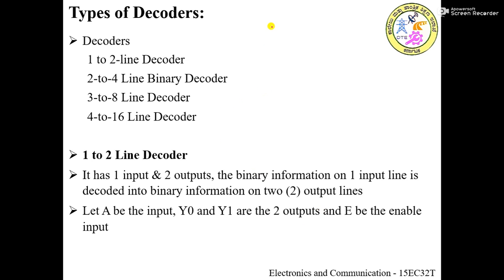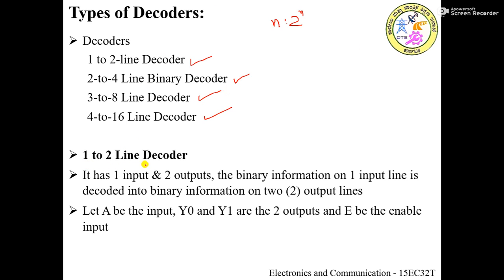So as we represented the logic system with n to 2 to the power of n, now if you put a value n equal to 1, then we get a 1 to 2 line decoder, and if you put n equal to 2, then we get another decoder system, that is 2 to 4. Similarly, if n equal to 3, that is called a 3 to 8 decoder, and if n equal to 4, it is a 4 to 16 decoder. Let us discuss one by one.